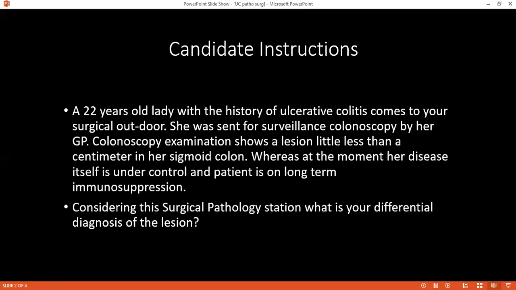Right. So if you have read and understood, considering a surgical pathology station, kindly tell me what differential diagnoses you'll consider for this patient? This patient has ulcerative colitis. It might be inflammatory bowel disease and diverticulitis and FAP, and colorectal CA.